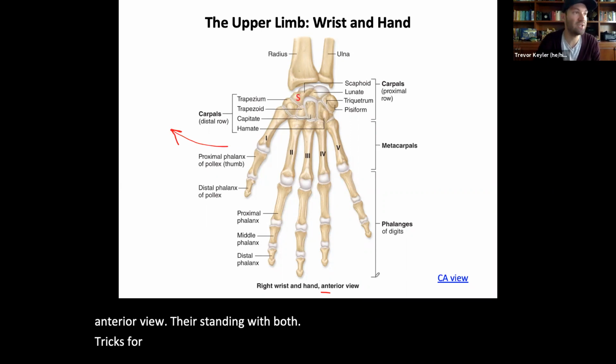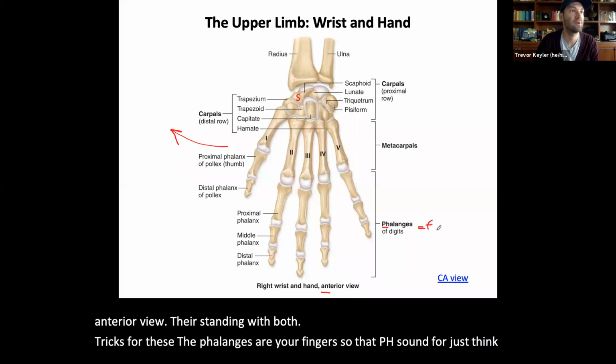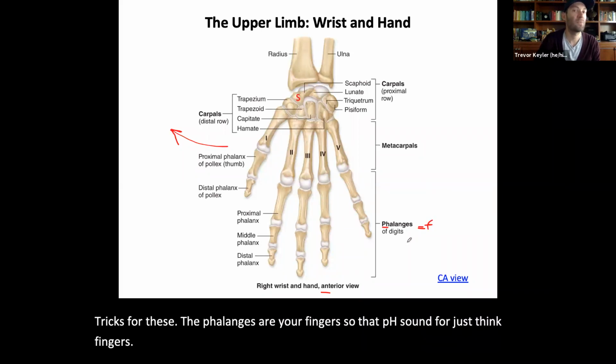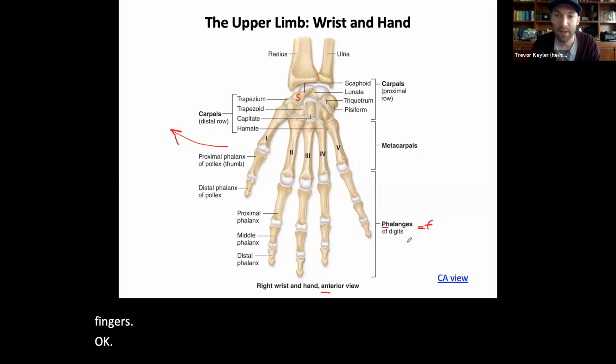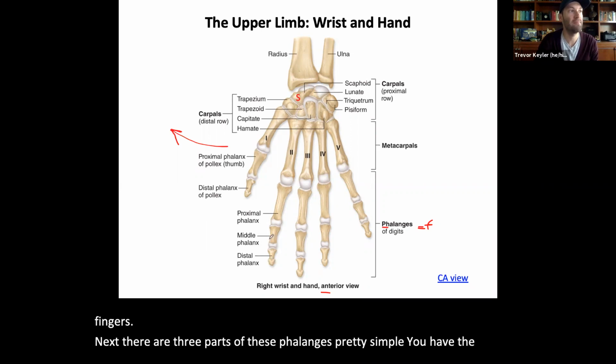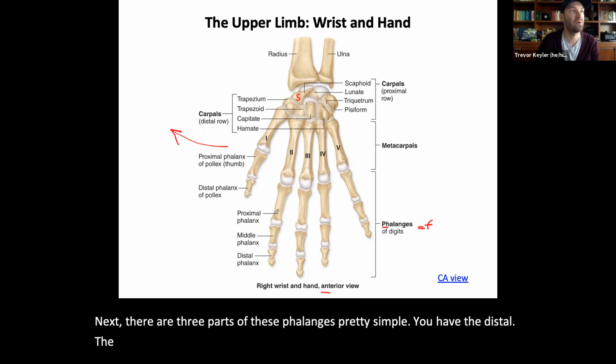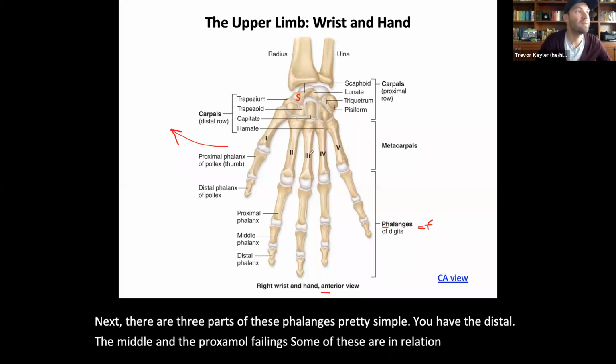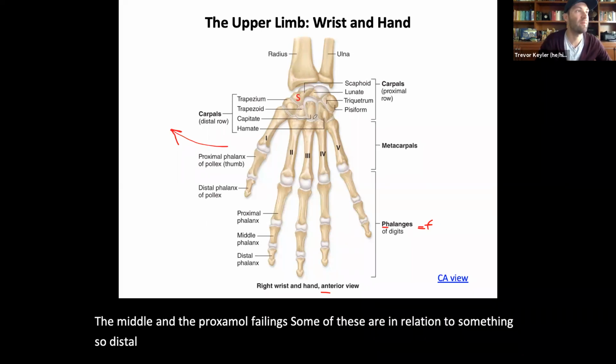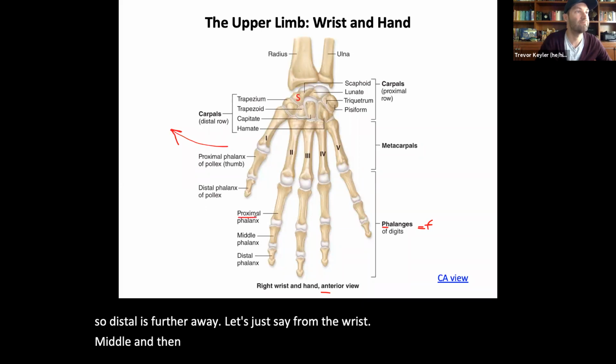Tricks for these. The phalanges are your fingers. So that PH sound, f, just think fingers. Next, there are three parts of these phalanges. Pretty simple. You have the distal, the middle, and the proximal phalanx. Some of these are in relation to something. So distal is further away, let's just say from the wrist, middle, and then proximal meaning next to.